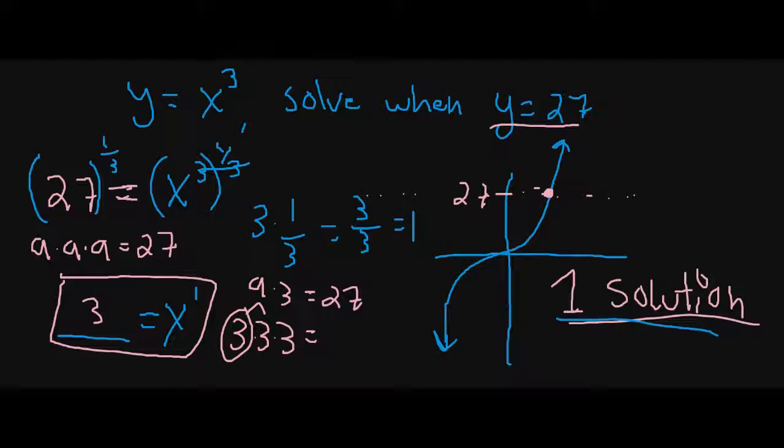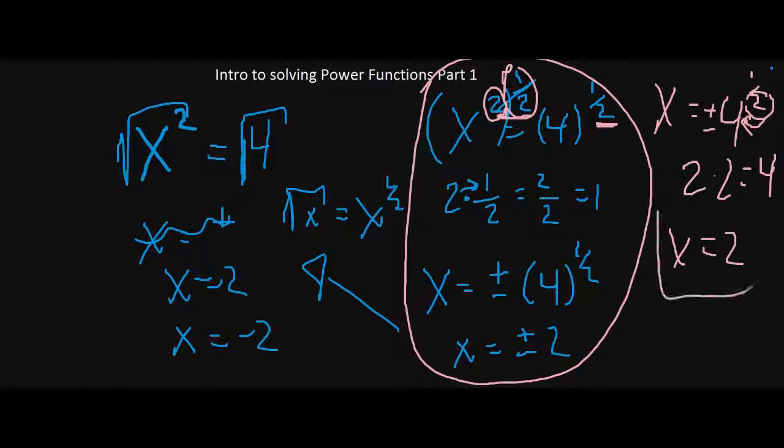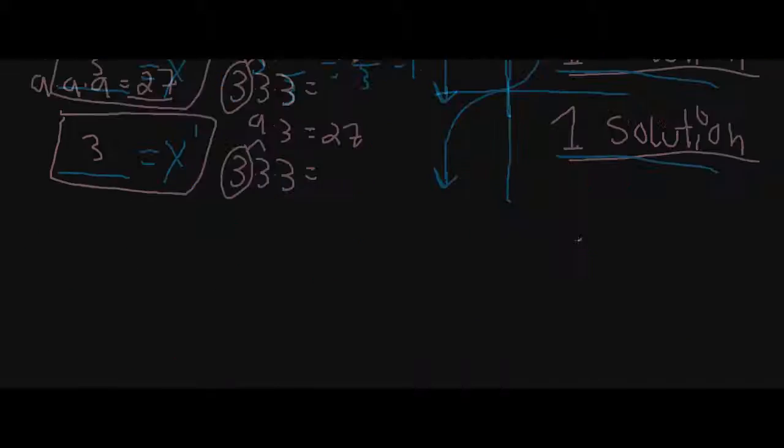All right, so that's basically what this fractional power is telling us, what number multiplied by itself 3 times gives us 27. It's the same thing for up here, when we had 4 to the 1/2, we're saying what number multiplied by itself twice gives us 4. Well, 2 times 2 is 4. That's why the answer is 2. All right? This is an introduction to power functions.